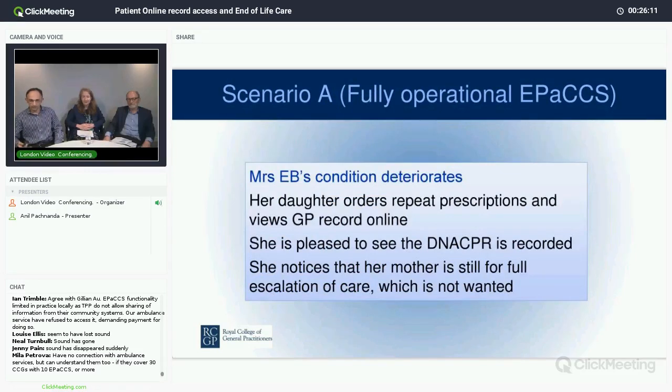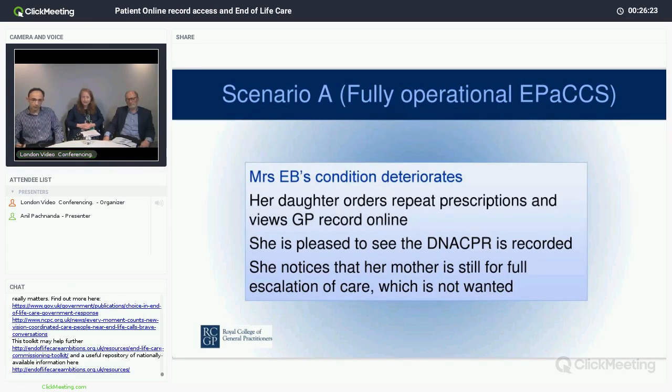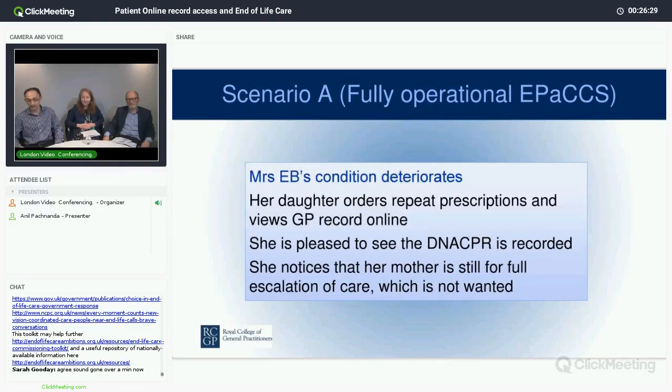So we'll go through the scenario a little bit further. So Mrs. EB's condition deteriorates. Her daughter orders repeat prescriptions, and she can view the GP record online. She's looked at the record. She's seen that DNACPR is recorded, but she notices that her mother is still for full escalation of care, which she understands and has decided along with her mother she no longer wants.